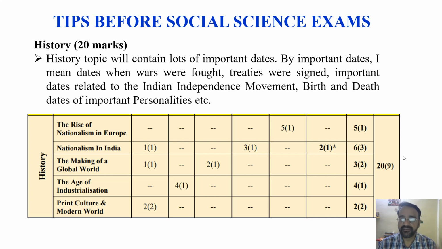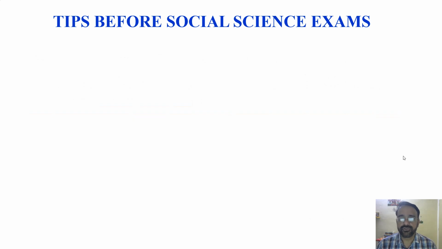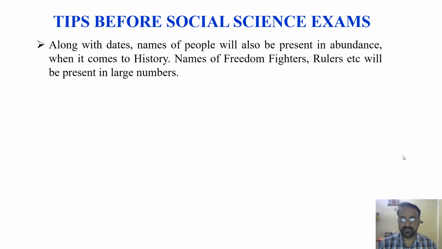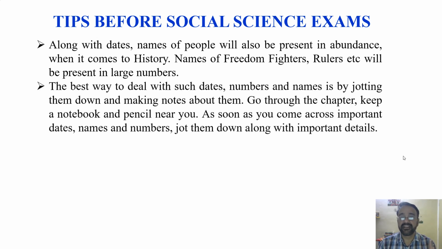Along with dates, names of people will also be present in abundance when it comes to history. So names of freedom fighters, rulers, etc. will be present in large number. So the best way to deal with such dates, numbers and names is by jotting them down and making notes about them. So go through the chapter and keep a notebook and pencil near you.